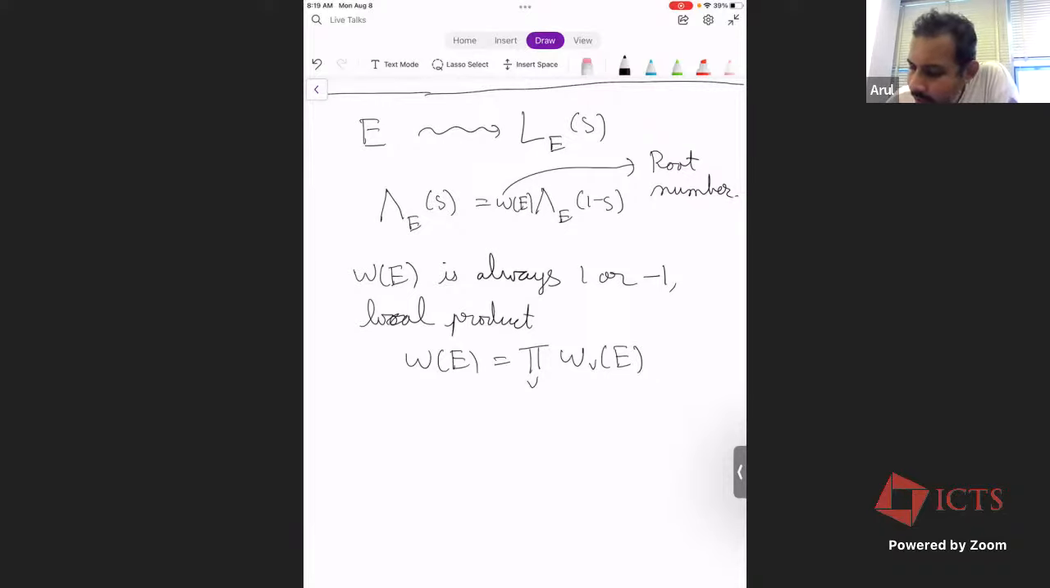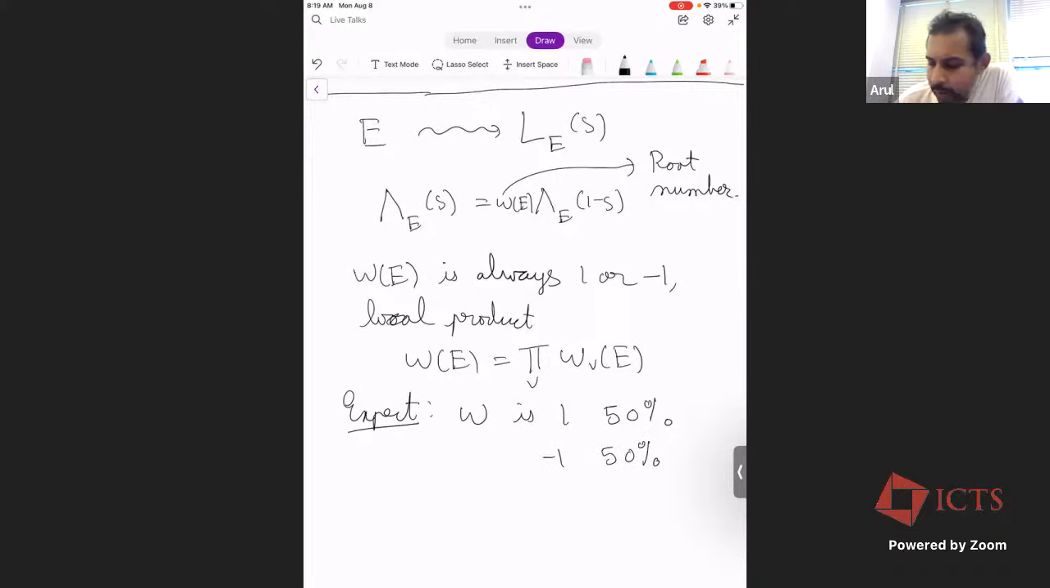And in particular, what we expect, even though we do not know how to prove this, is that half the time it's 1 and half the time it's minus 1. There's no reason to expect anything else. So we very strongly expect that this root number is going to be 1 half the time and minus 1 the other half of the time.